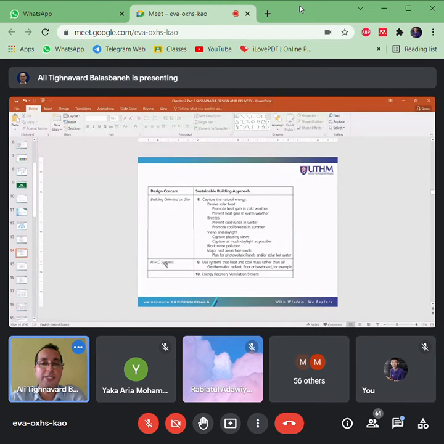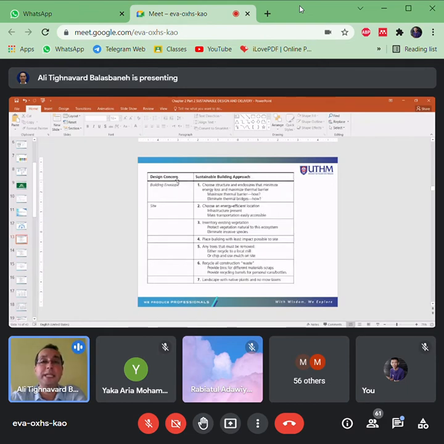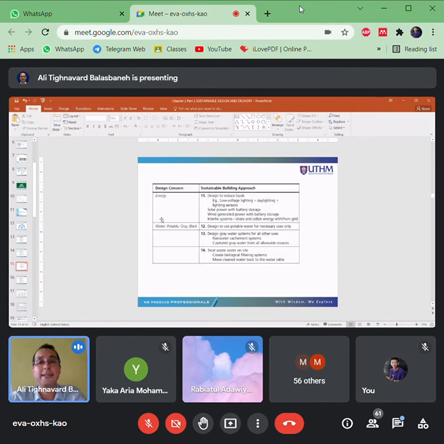So HVAC system, okay, we don't have a heating system in Malaysia, but rather we have a cooling system, designed to reduce the energy loads. Actually, this energy has a straight connection with the building envelope. If we have a better building envelope, we can save energy somehow.